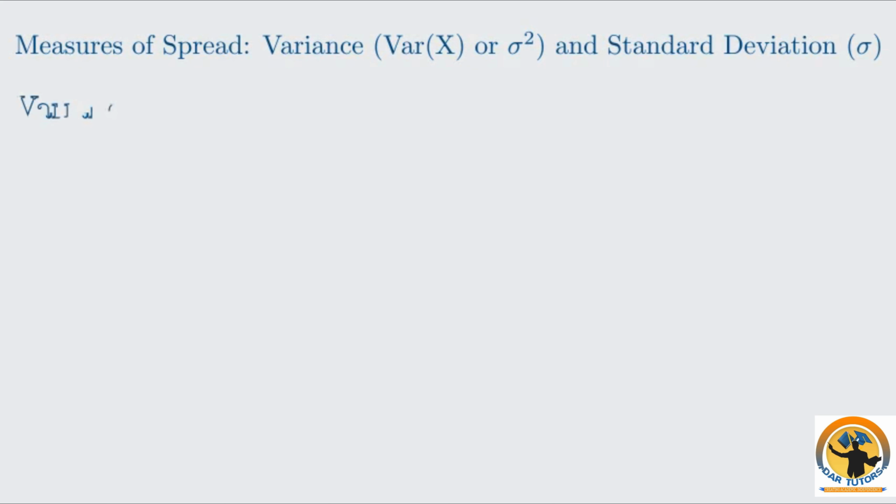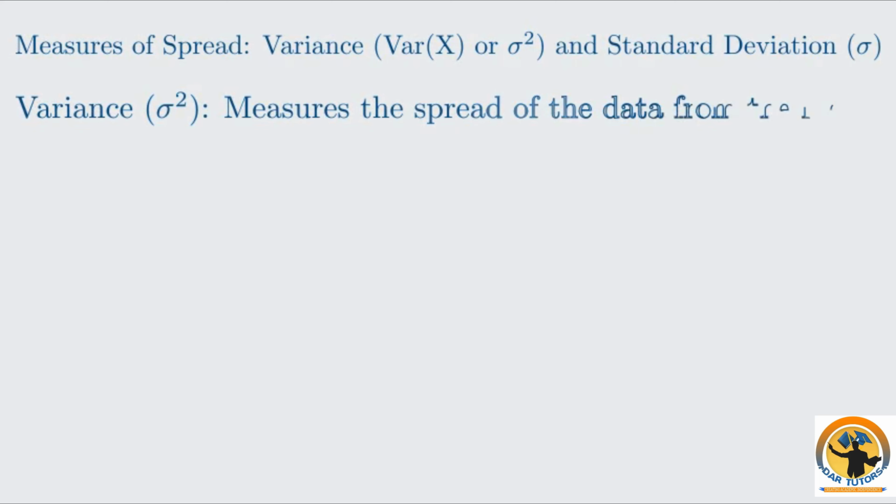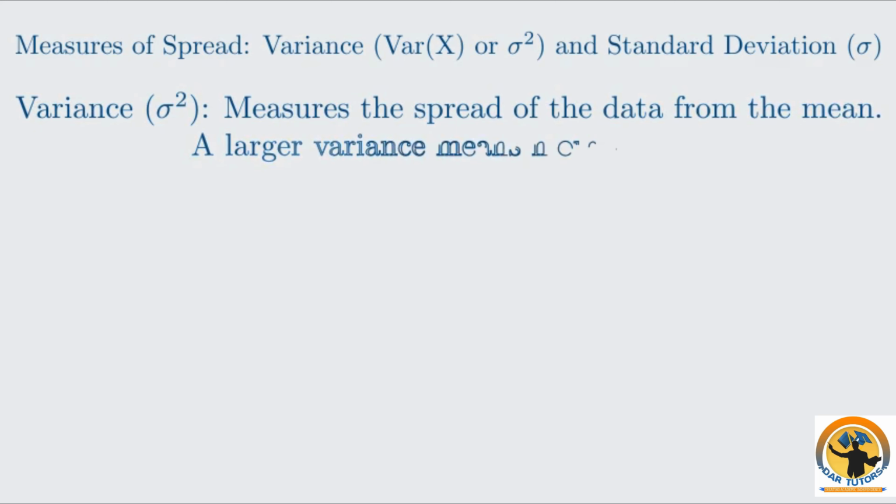The variance, denoted as var of x or sigma squared, measures how spread out the values of a random variable are from its expected value. A large variance means the values are very spread out, and a small variance means they are clustered tightly around the mean. The variance is the expected value of the squared difference between the random variable and its mean.